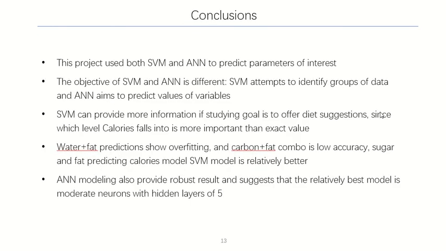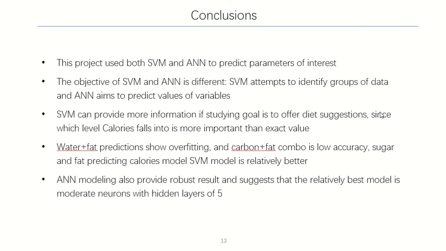And here are some conclusions. This project used both support vector machine and artificial neural network to predict the parameters of interest like calories and sugar. The conclusion is that the objectives of the SVM and the neural network are different, because the SVM tries to identify the groups of the data, and the neural network is trying to predict a very specific and exact value of a variable. So SVM can provide more information.